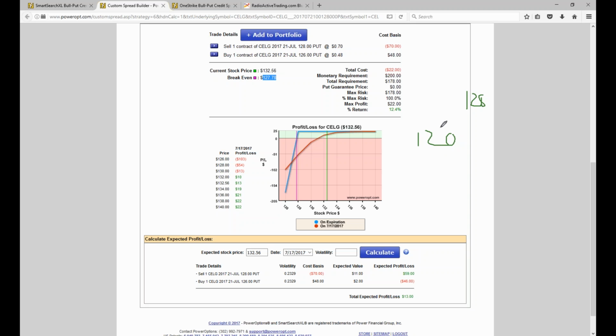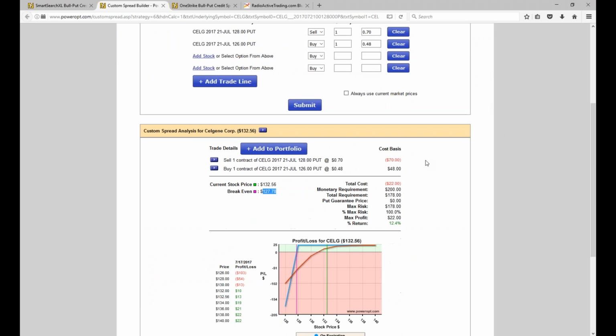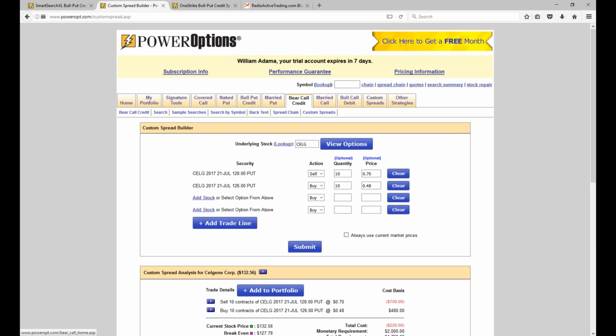I'm sorry. Where's my brain? If it was available, the 108 spread, let's say. Now that's going to give me a very high net credit, but it's a very high risk. So let's say here I'm to 178. Let's say I did 10 contracts, 10 contracts of both.